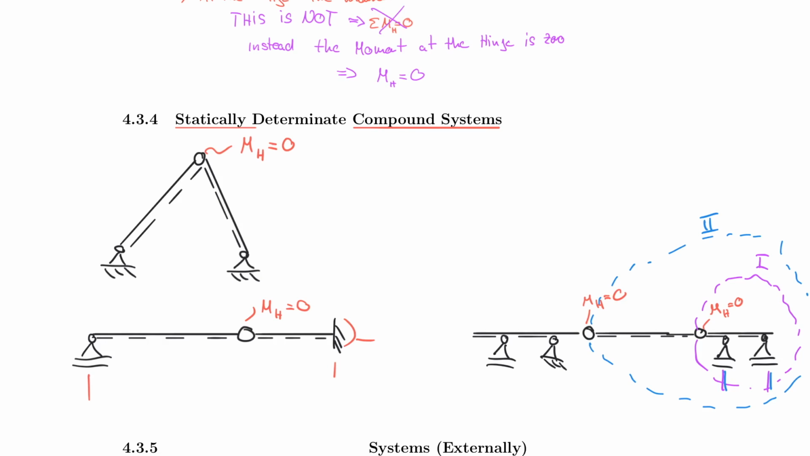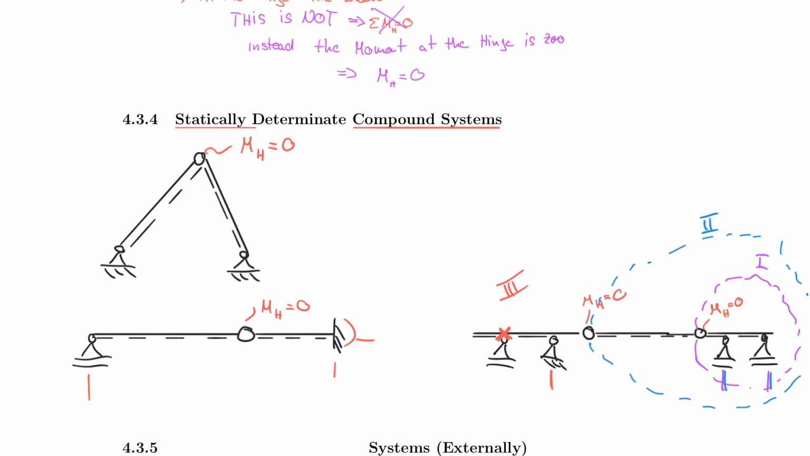And once you have those solved, you could, for example, go ahead and take the sum of the moments about this point here and have a third equation. And then you would have a third unknown in here. And that would allow you to solve the system. Let's look at this system here in a similar fashion. How would we solve this?